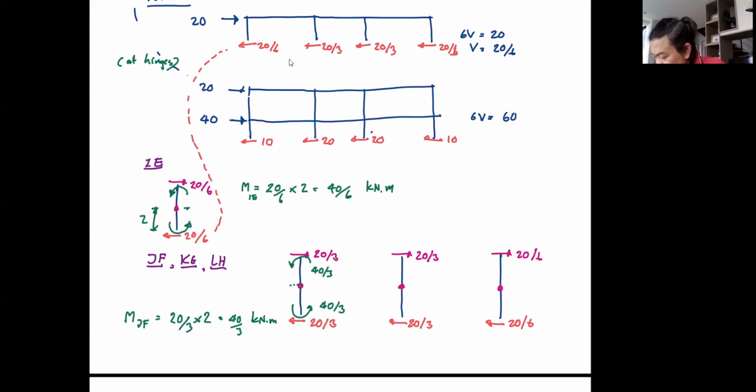And similarly, the moment here is 40/3. Here is 40/3. Here was 40/6. And here is 40/6. Notice that up to this point, we only have the shear and the moment in the column. We haven't got the axial force in the column just yet. Okay, now let's say this is the second stage.